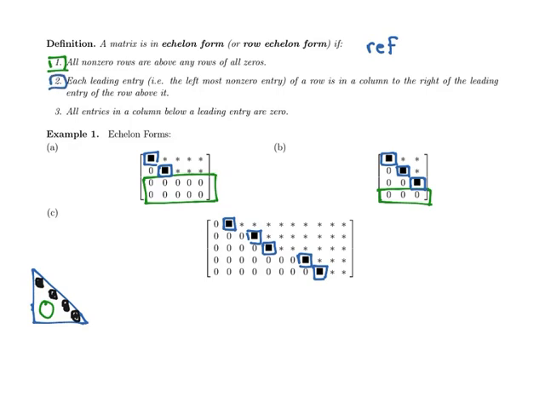The third thing here is all entries in a column below a leading entry are zero. So that is saying every single black box here, everything below it is zeros. If we have that, then we have this thing called row echelon form. And this is like the triangular form that we introduced in the last section that makes it possible to solve a system of equations. If we have it in row echelon form, we'd be able to back substitute and solve for each variable.